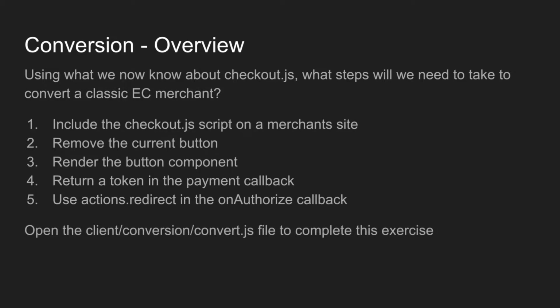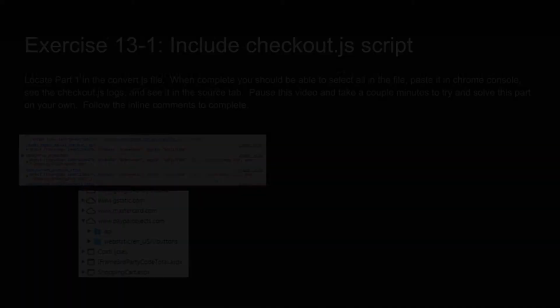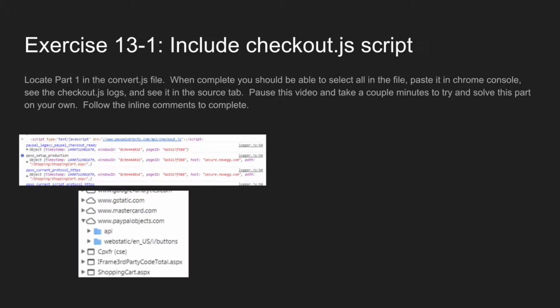So we're going to open the client conversion convert.js file to complete this exercise. So locate part 1 in the convert.js file. When complete, you should be able to select all in the file, Control A or however you do it on Mac, and paste it in the Chrome console. When you hit enter, you should see the Checkout.js logs in the console, and you should also see it in the source tab.